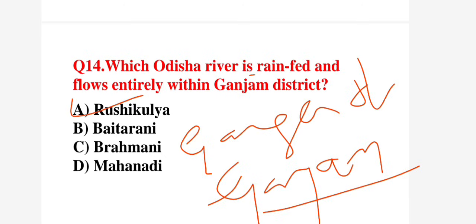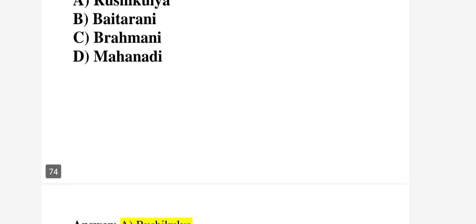What are the challenges faced by the Rusikulya river? The first thing is that it experiences reduced water flow due to erratic rainfall, that is, sometimes scarcity of rainfall. As you know, this is a rain-fed river, so these are the challenges. So let us move to the next question.